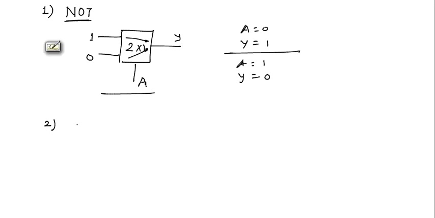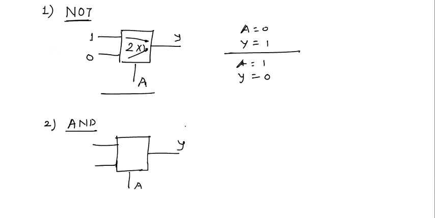Next, AND gate. Implementation of the AND gate using a 2:1 multiplexer.